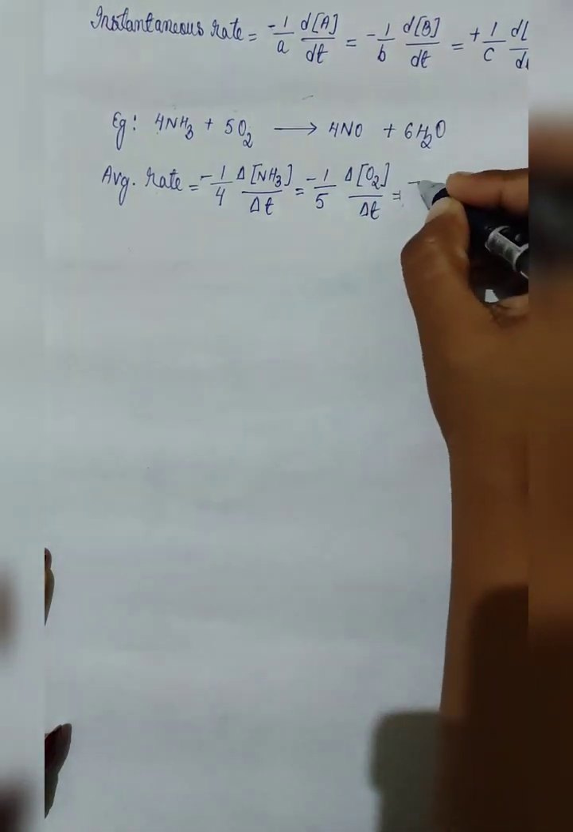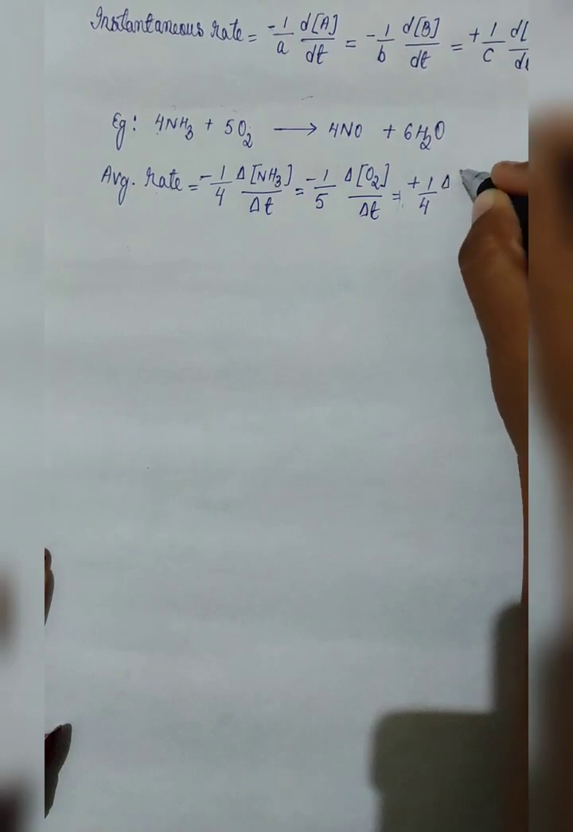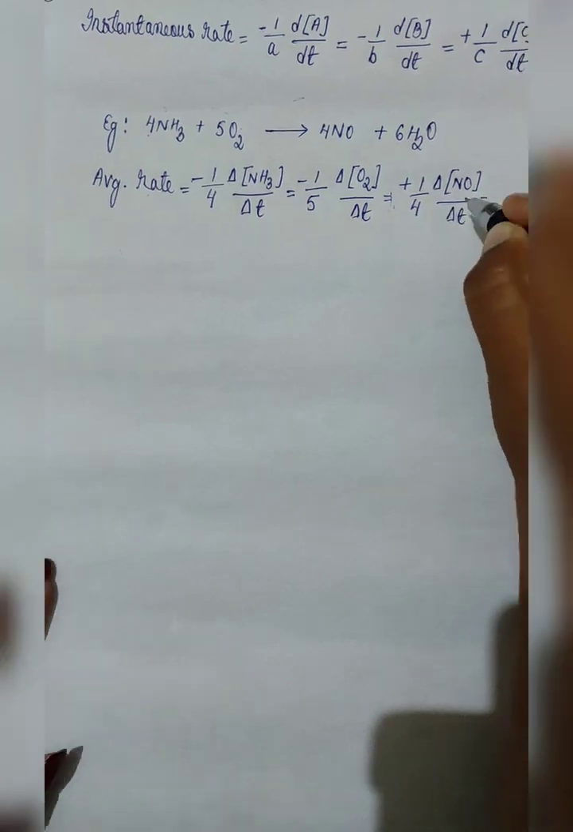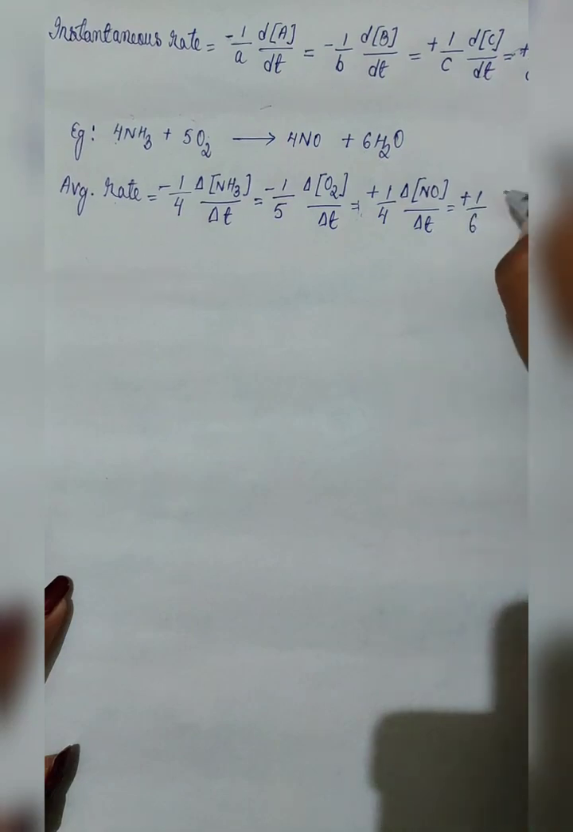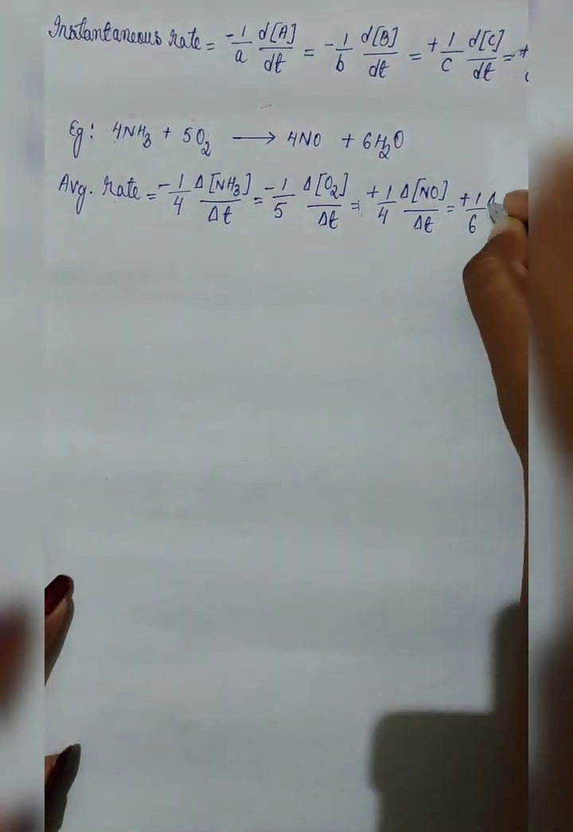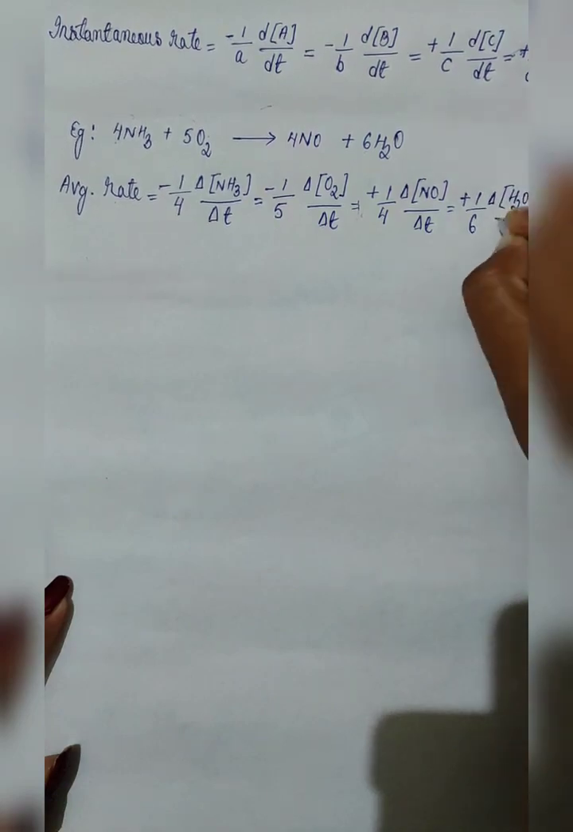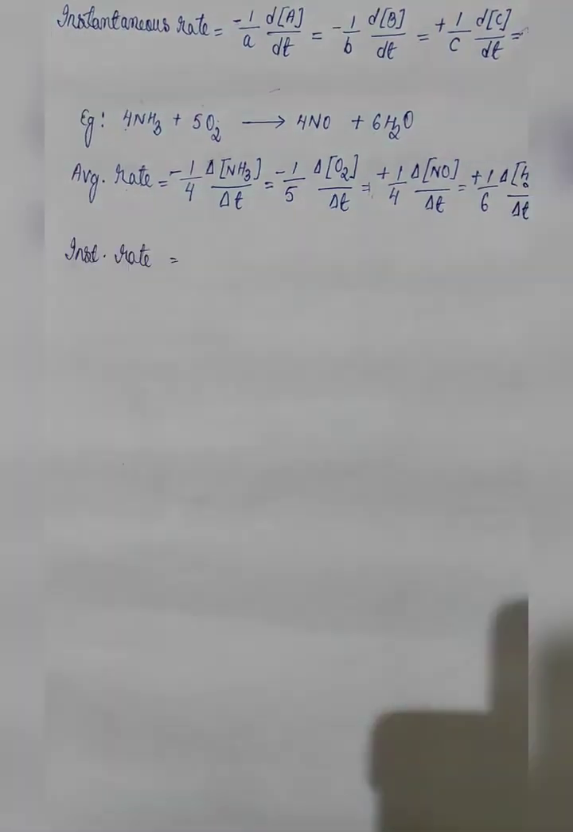That means it will have a plus sign divided by stoichiometric coefficient. Concentration of the first product with respect to its time is equal to plus stoichiometric coefficient, concentration of the second product with respect to its time.